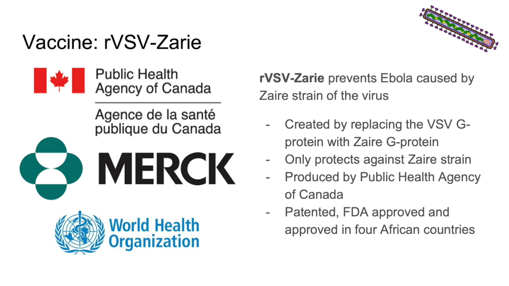There have been attempts to develop vaccines that protect against multiple strains, but they have not been fruitful. The vaccine itself was developed at the Public Health Agency of Canada and distributed by Merck, located in the Boston area, and is a pharmaceutical company. Not only has the vaccine been patented, it was FDA approved in 2019 and awarded pre-qualification status by the World Health Organization. It has recently been approved for use in 4 African countries. The successful production of this vaccine highlights the impact of this method on the study of Ebola.